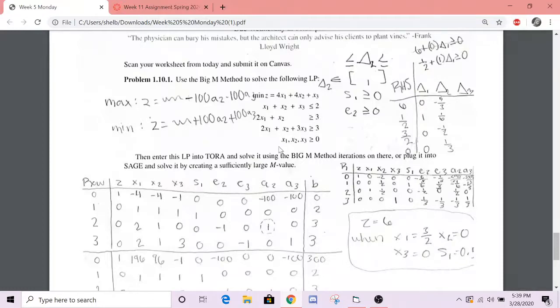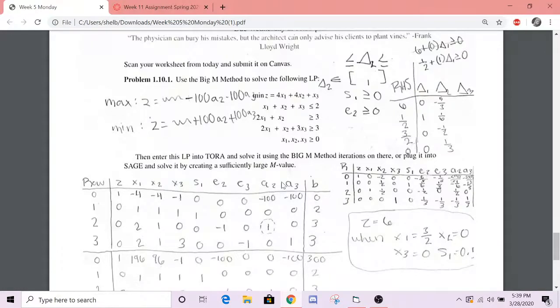And if you're wondering why we're using S1 in this one, and then E2 and A2 in this row, and E3 and A3 in this row, it's because we keep the number of the row aligned with the number of the subscript, just so that way it's a little bit easier to see which goes with what constraint. So we know that S1 will be with constraint 1, and E2 and A2 will be with constraint 2, and E3 and A3 will be with constraint 3.